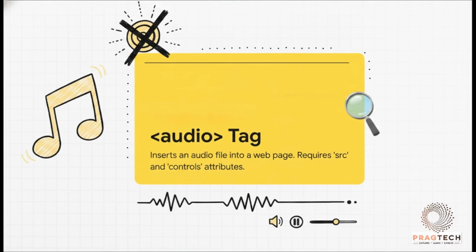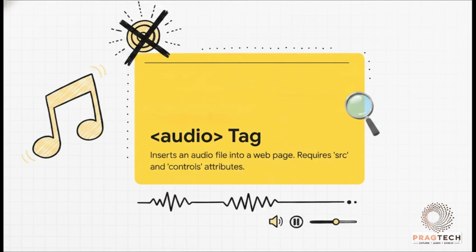Before HTML5, adding sounds to a web page required all these clunky third-party plugins, but not anymore. Now we just use the simple audio tag. The 2 most important attributes you need to include here are src, which stands for source, and that tells the browser exactly where your MP3 or WAV file is saved, and controls.